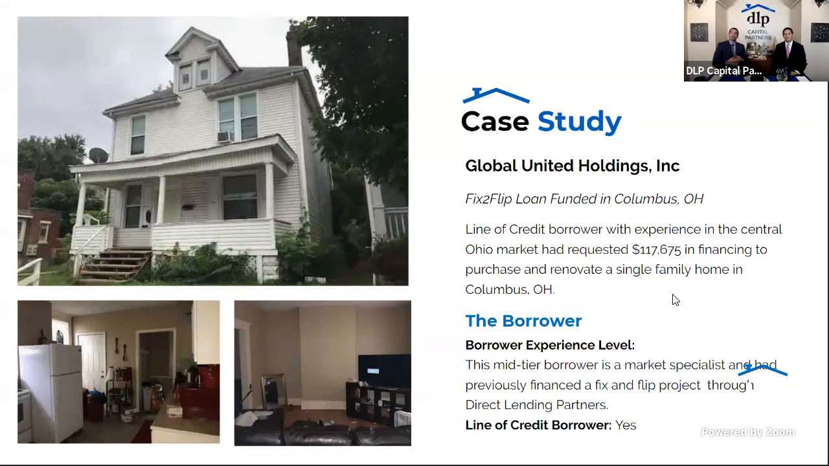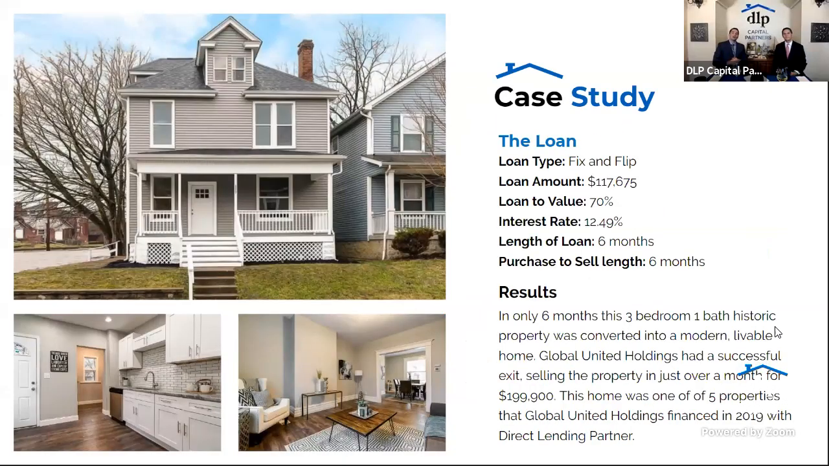Here's another great example, Global United Holdings. This is an operator out of Columbus, Ohio. We funded them on this property. See, this is kind of a traditional renovation for us, a kind of dilapidated older home in need of renovation. And this borrower had done a good amount of renovations already, mainly in this area. We gave them a $117,000 loan to buy this home and then to come in and renovate the interior and exterior. And you'll see here what they did to this home and how they completely redid the exterior face and the whole interior. They professionally staged it as well.